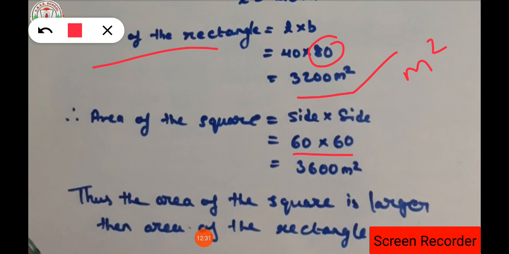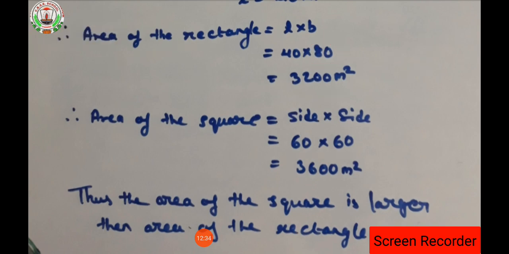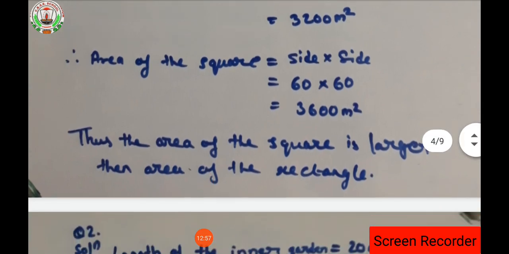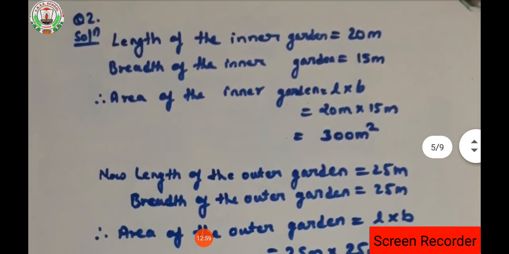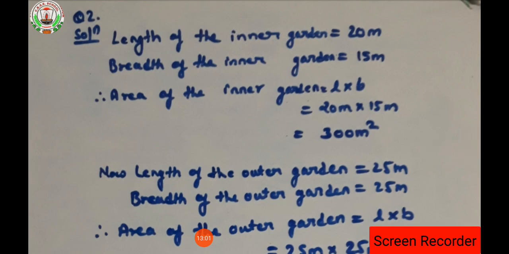Thus the area of the square is larger than the area of the rectangle. Why is it larger? Because 3600 meter square is greater than 3200 meter square, where 3600 meter square is the area of the square, while 3200 meter square is the area of the rectangle. So whose area will be greater? The square's area will be greater. Clear everyone? Next, question number 2.